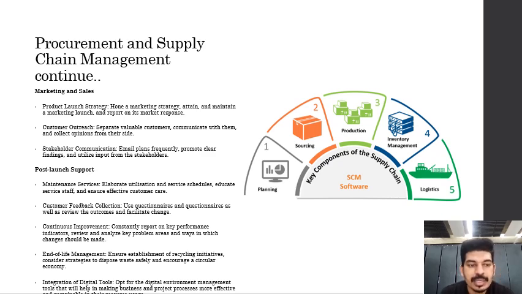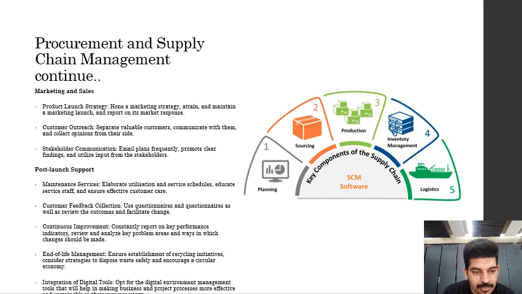Next, it's marketing and sales, the product launch. In the last few slides we saw the strategies of marketing, the same as in here. On marketing strategy: sustain and maintain the marketing launch and report on its marketplace response and customer outreach, segment the value customers, communicate with them and collect opinions from their websites. Stakeholder communications: outreach, email plans frequently, promote clearly and utilize input from the stakeholders.